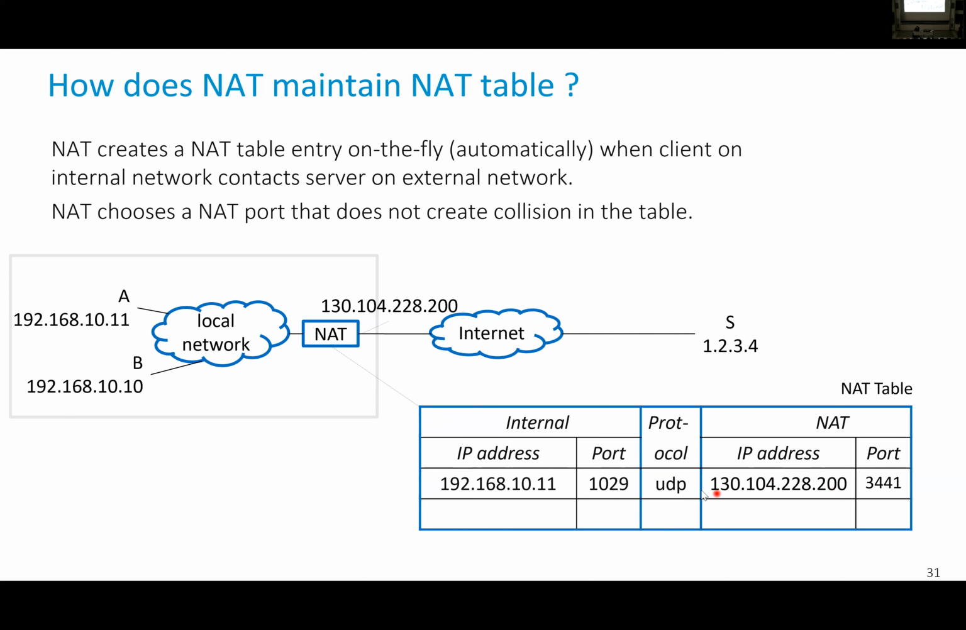If it is, then nothing to do. If it is not, I create a new table entry and I choose a new port number that I put in the table here. Of course, one that does not create collision. And this is possible because the number of port numbers is typically much, much larger than any single system uses. If I had a single system here that would use all the possible port numbers that can exist, then this would not work. But this is not the case here.